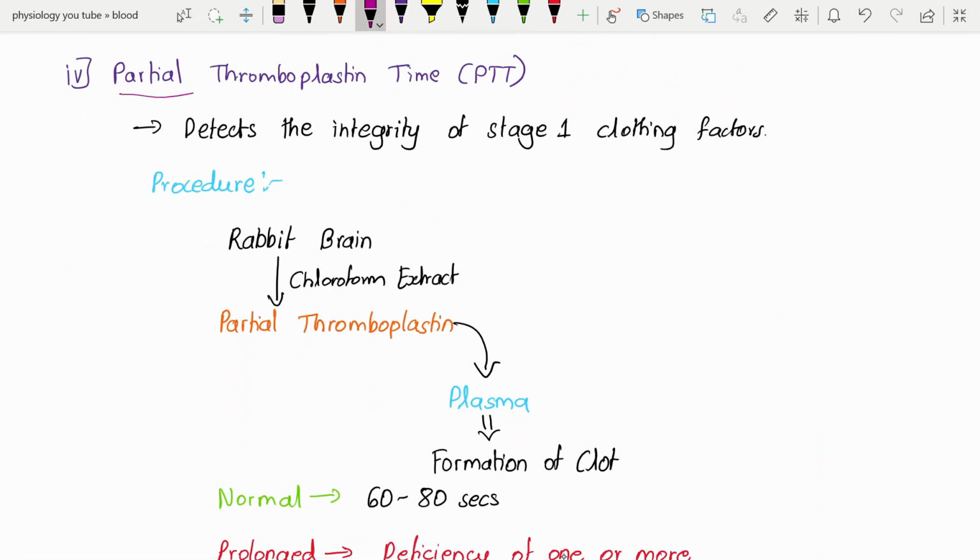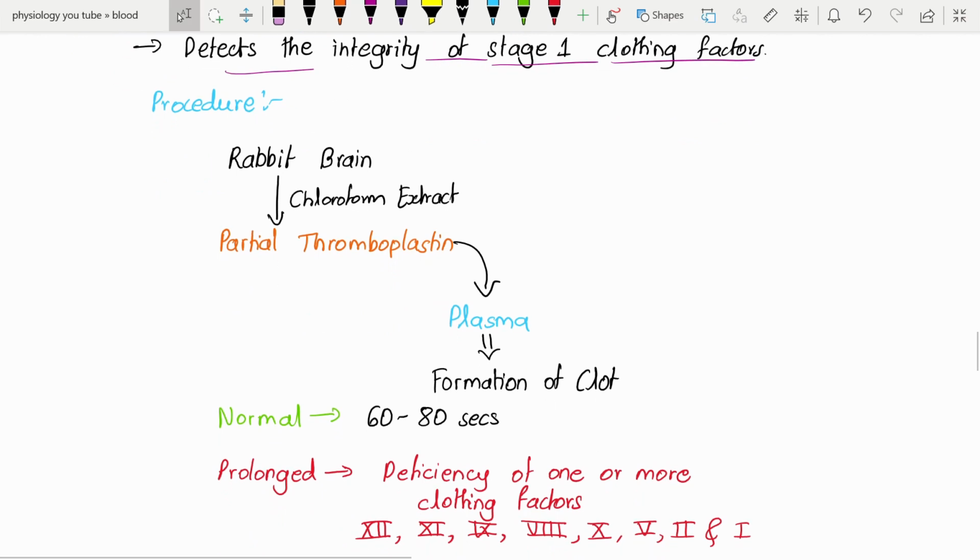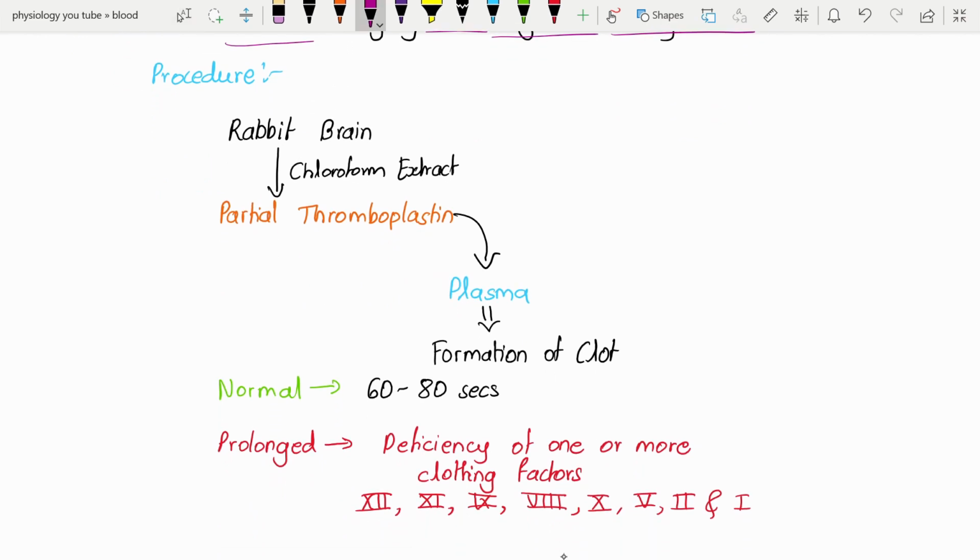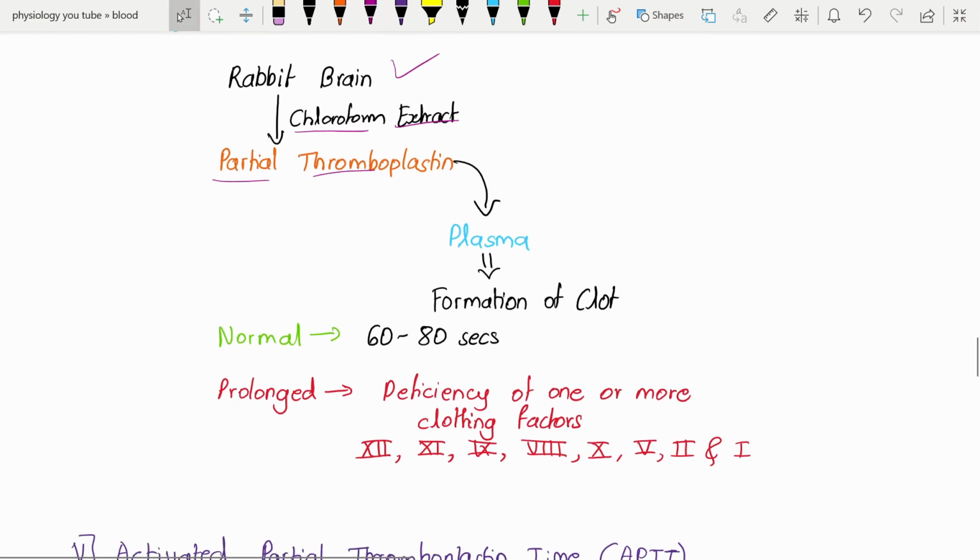Next comes the partial thromboplastin time. It detects the integrity of the stage 1 clotting factors. Again here we are taking the partial thromboplastin from the rabbit brain with the help of chloroform extract, and we are incubating that in the plasma. Then there is the formation of the clot.